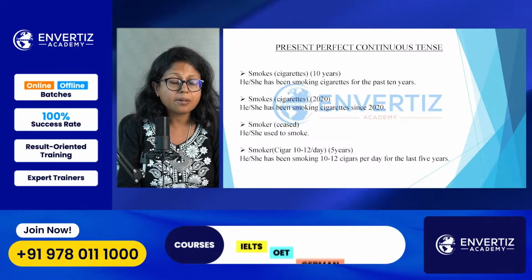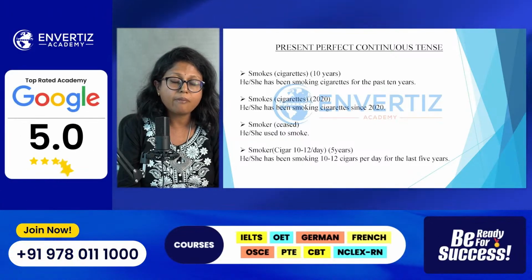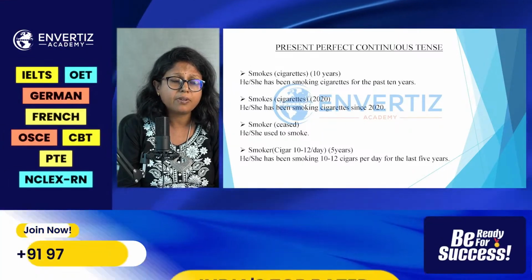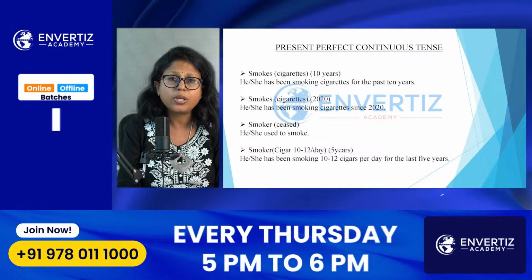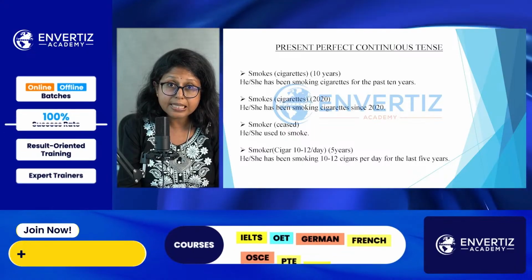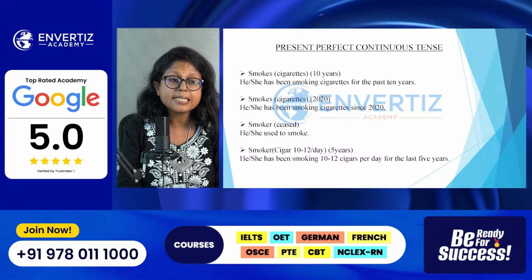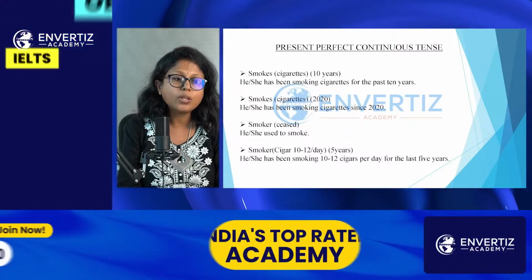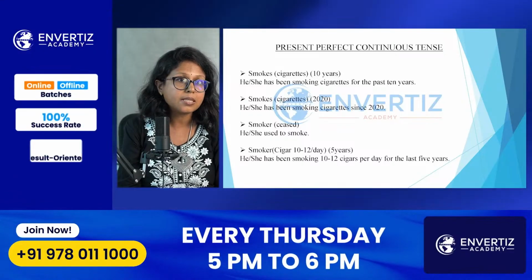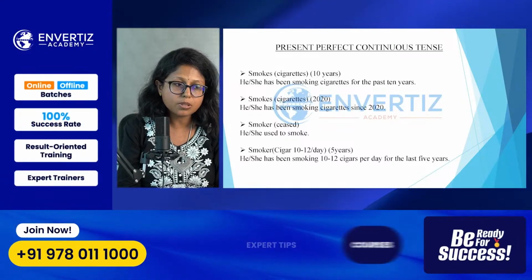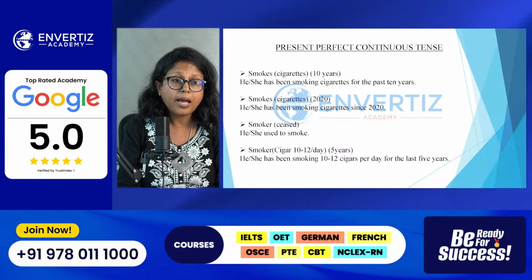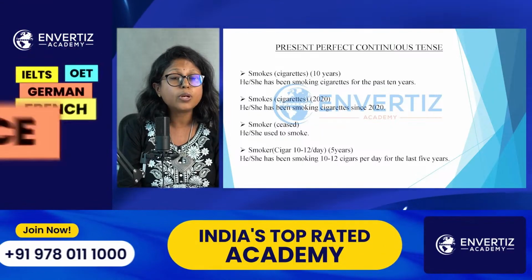Well, if we have something like smoker, and we have in brackets cigar, 10 to 12 per day and 5 years, we have a bit more information. How can you include it? So you would be writing he or she has been smoking 10 to 12 cigars per day for the last 5 years. So we have included all the information that has been given to us. This person has been smoking 10 to 12 cigars per day, and that's been going on for the last 5 years.